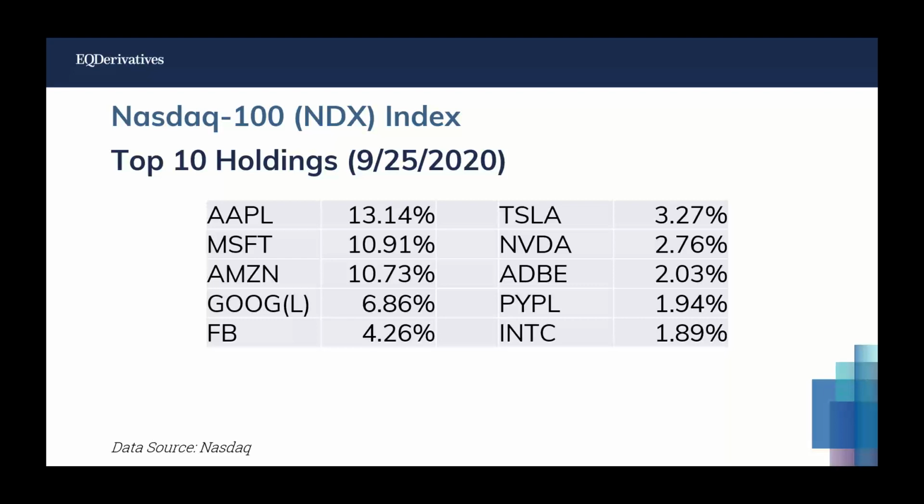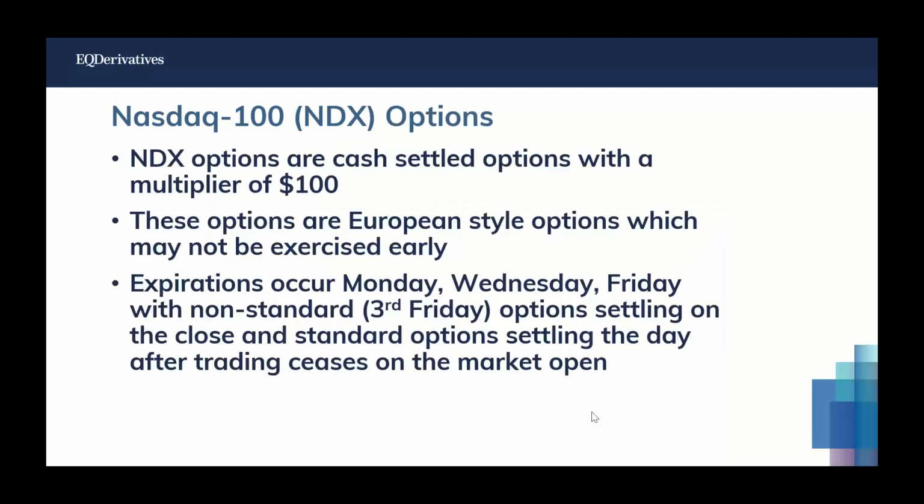I updated this from a webcast I did two or three months ago, and there were no changes in the top five. Tesla moved up, and I think PayPal might have moved in as well over the past few months. But for the most part, the top 20 stocks are pretty consistent with respect to the NASDAQ 100.